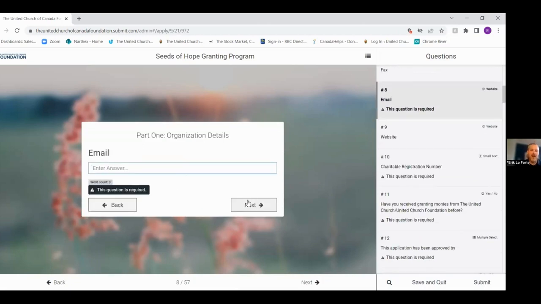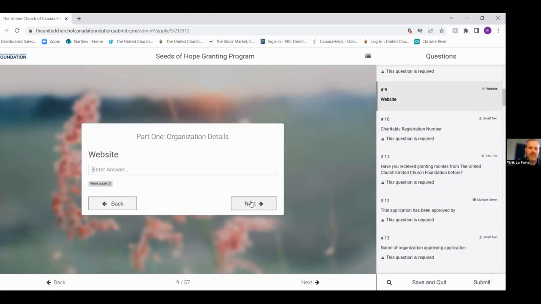Email, what is the email of the primary contact? This would be our primary source of contacting and reaching out, so it's really important to get the right email put in here. Website. What is your organization's website? We can use this to learn more about your organization, or if you reference your website somewhere in the application, it allows us to have it at the click of our fingers.